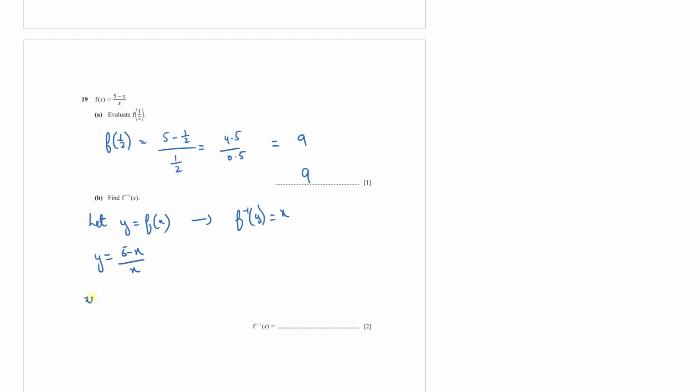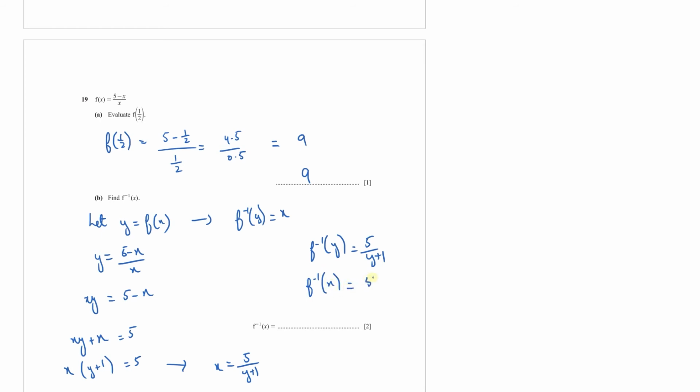So if I take x to the other side, I get xy equals 5 minus x. Take this x to the other side, I get xy plus x equals 5. x common, x times y plus 1 equals 5. And then take y plus 1 to the other side. I will get x equals 5 over y plus 1. And then I can substitute this x with f inverse of y, because x is f inverse of y. So this becomes f inverse of y equals 5 over y plus 1. And then f inverse of x will be 5 over x plus 1.